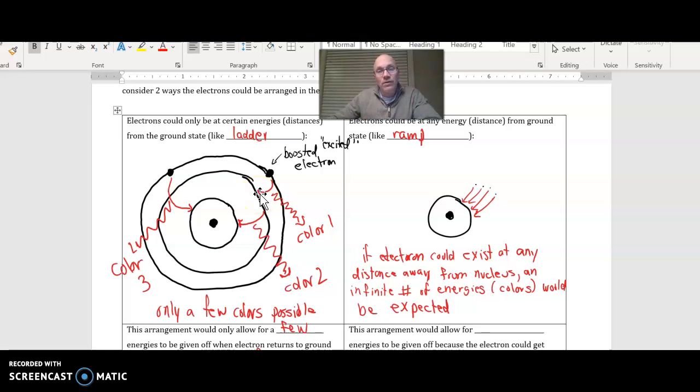All right, and the type of light that they gave off corresponded to the amount of energy given off from a particular transition. All right, so if you went from the third level back to the second level, that would give off a certain color of light, corresponding to a certain frequency, which corresponded to a certain energy. All right, if you went from the second level back to the first level, that would give off a different color.